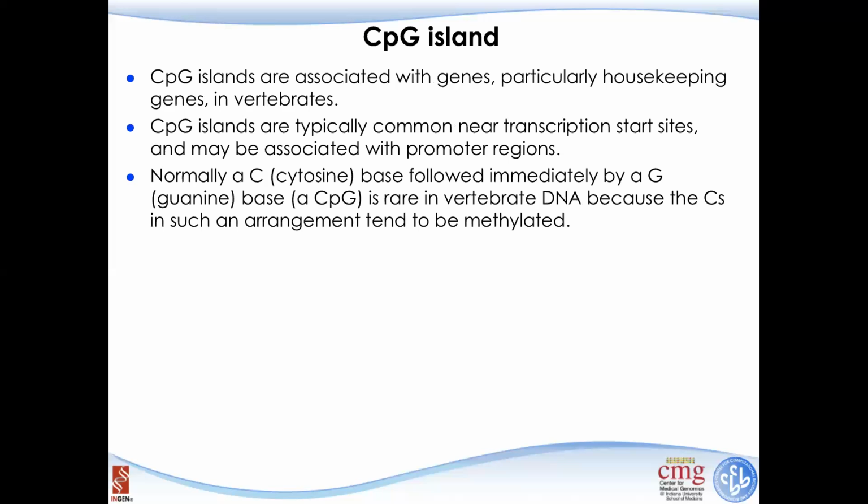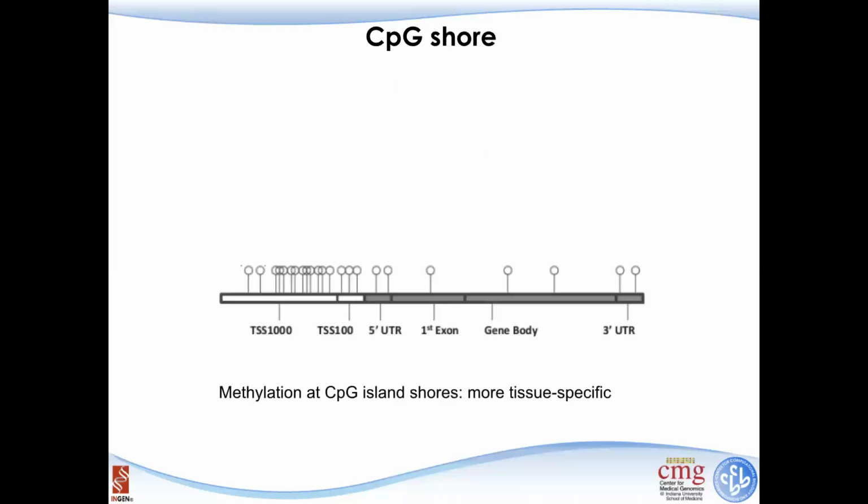immediately followed by G is rare in the bulk DNA, because the C in such an arrangement tends to be methylated. So which means, CpG island, here is a picture showing this is a gene body, this is a promoter region, and there is a high density of CpG here.